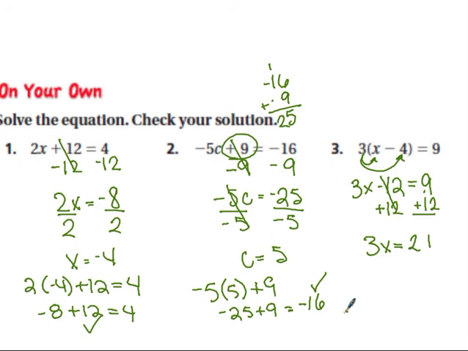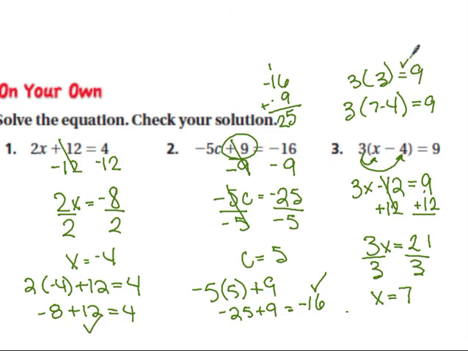Basic one-step equation. 3x represents multiply. To undo multiplication, we must use division. X equals 7. And to check your work, 3 times 7 minus 4 should equal 9. Well, we know that 7 minus 4 is 3, and 3 times 3 does equal 9. Feel free to pause at this point and copy or replay anything that seems unclear.